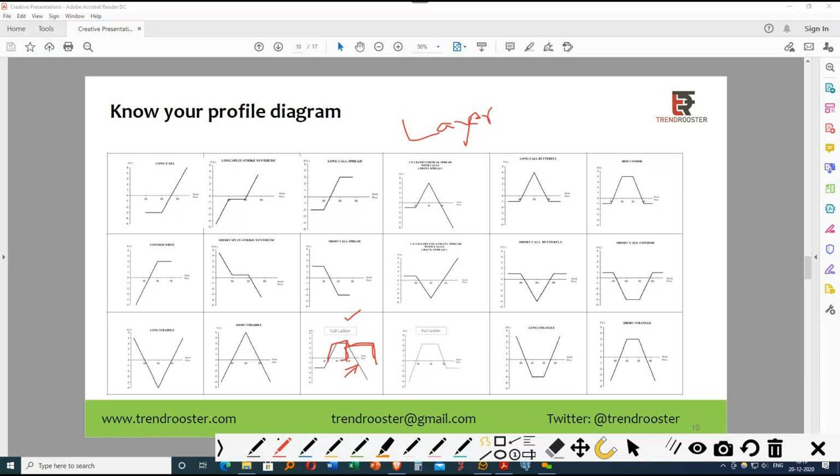Layer system means this one call ladder is one layer. I'll be adding maybe another iron condor or another call butterfly. So I'll be adding one more layer. Like that you have to add tent after tent so that the market stays within this area. So we make money out of 2 to 3% in a month. It's a professional way of doing it.